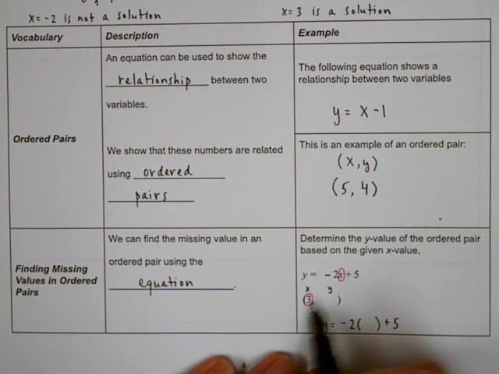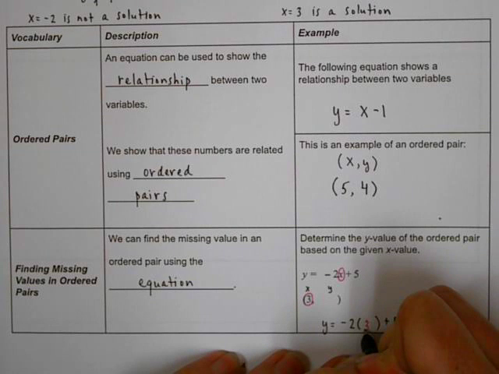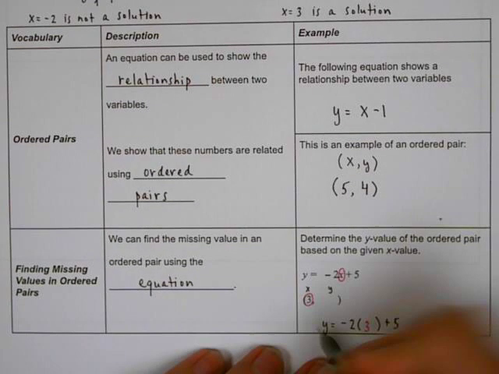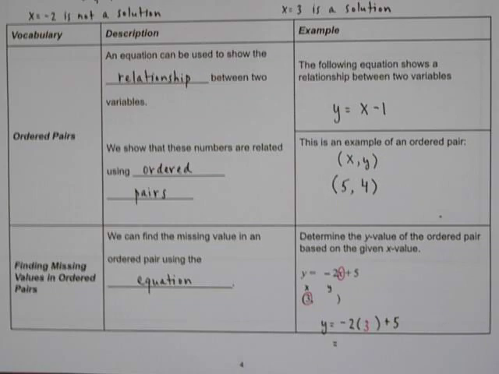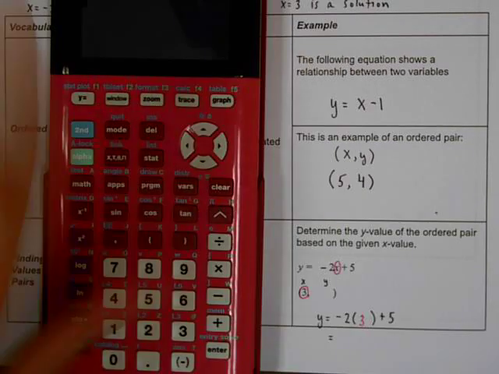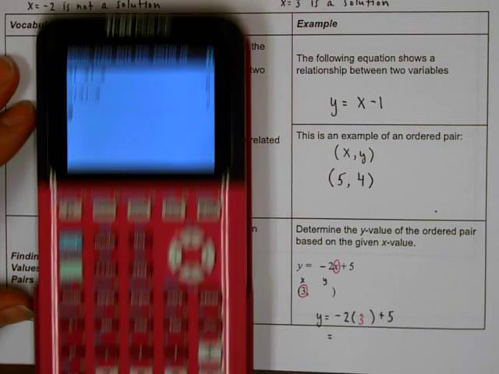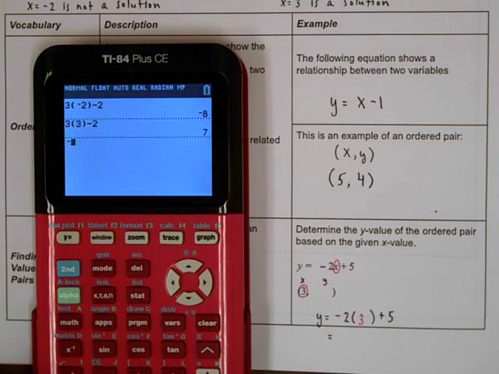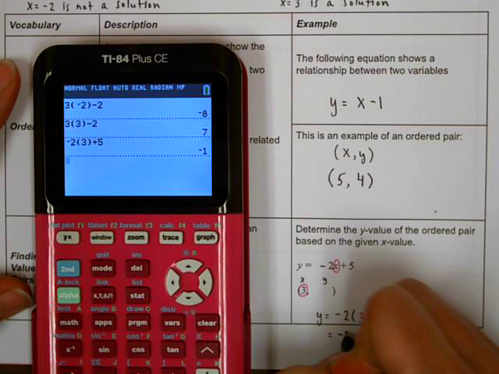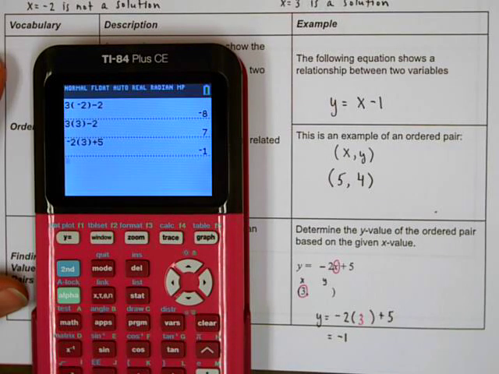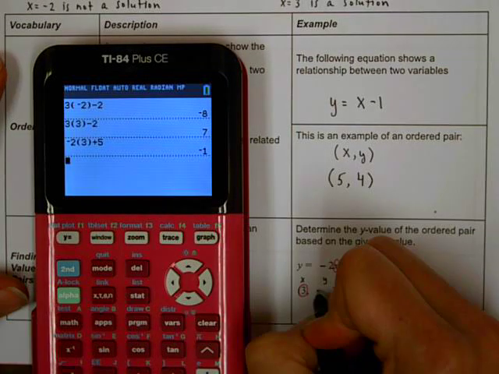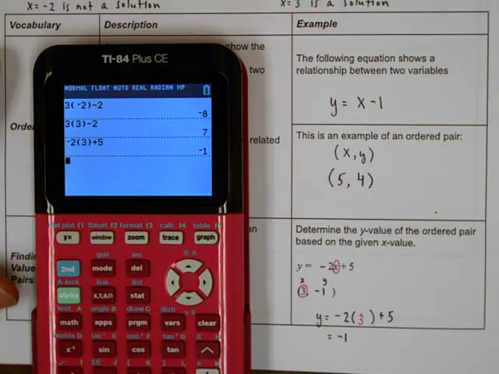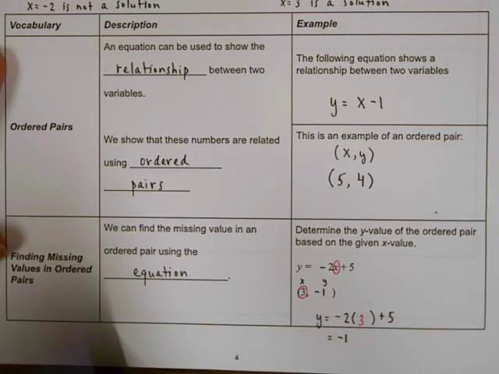In place of the x, I put in a 3. And just like before, I'm going to use my calculator to make sure I get this calculation correct. I'm going to type it in exactly how I see it on my paper using those parentheses. So -2 times 3 plus 5. And that's going to give me a y value of -1. So in my ordered pair, it's going to be 3 comma -1. And that's the y value of my ordered pair.